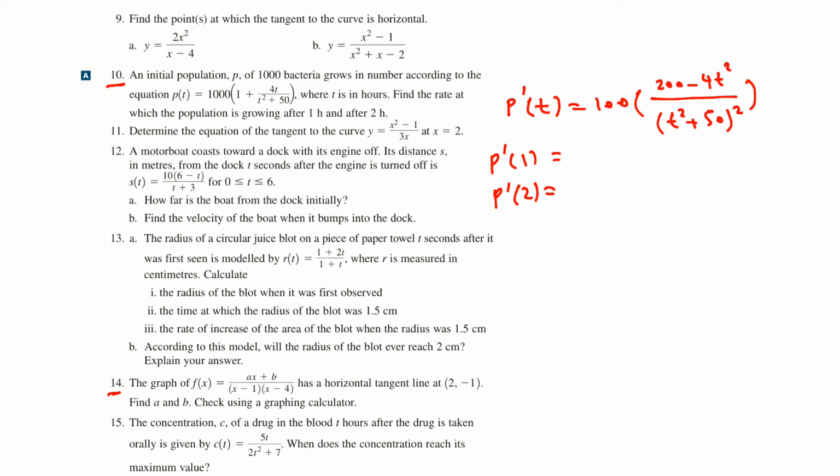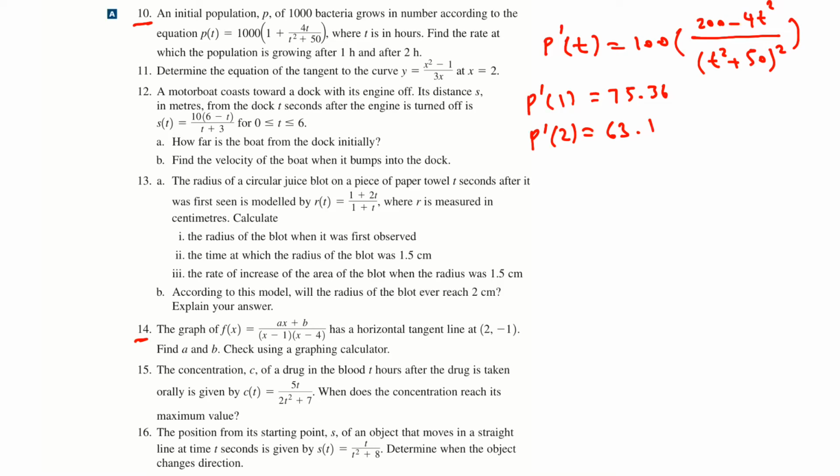P prime at 1 would be 75.36, and at 2 it is 63.1. So the population is growing at a rate of 75.4 bacteria per hour at t equals 1 and 63.1 bacteria per hour at t equals 2.